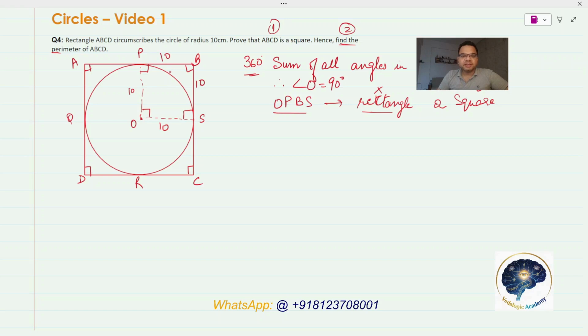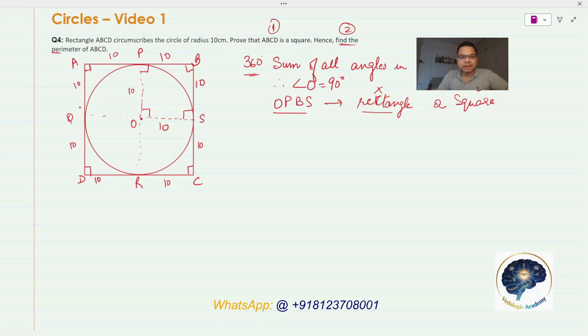Now, whatever we have done in this particular square, we can do again with the other three parts left as well, and the same thing will come there as well. So all of these will be 10 only. Hope you are getting this part. This is very important. So OPBS, we have found out that it's a square. So length of PB becomes 10.